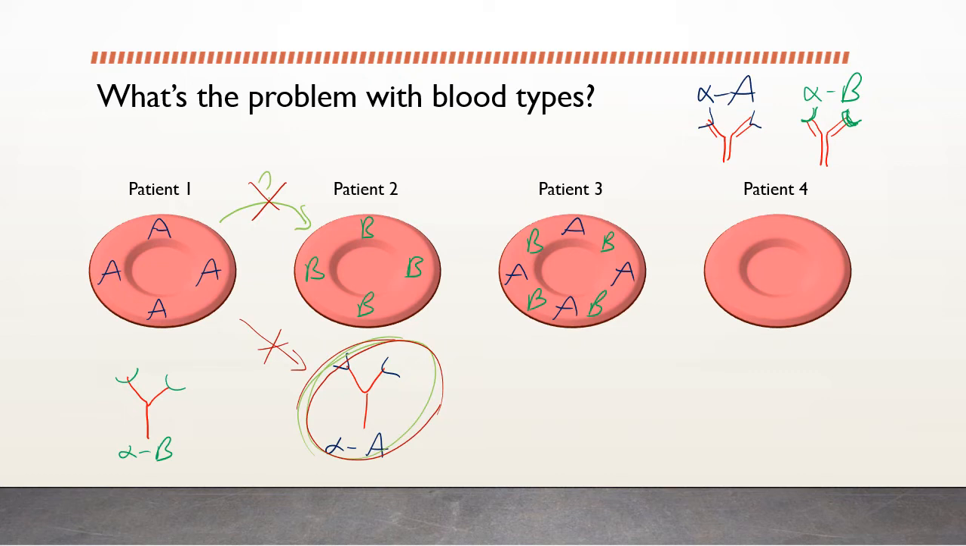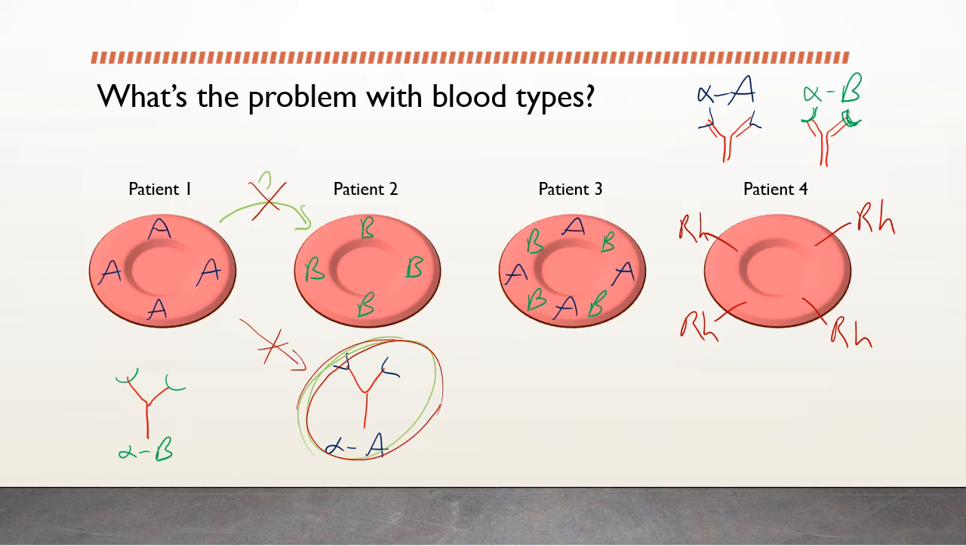But I mentioned that we discovered over time that there was a bigger rejection problem, or another rejection problem, and that had to do with the presence or absence of Rh factor on a patient's blood. Now you remember that patient 4 was type O positive, so they had Rh antigens. Patient 3 was type AB negative, so they did not have any surface antigens.